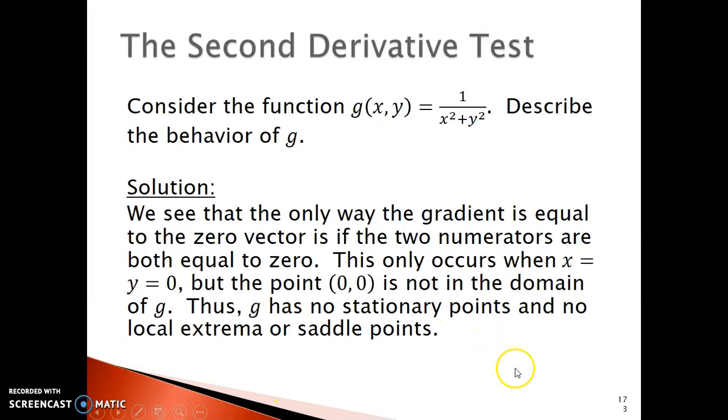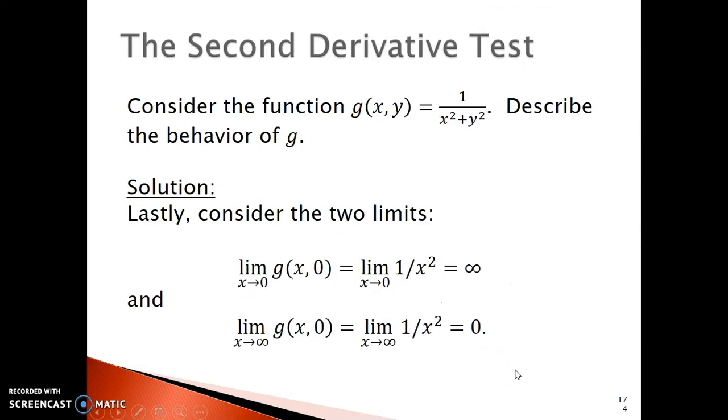And if we try to examine the end behavior again, we can look at a couple of different limits here. As the limit as x approaches 0 of g of x, 0. So I'm looking at the path y equals 0. If I go back to this expression and replace every instance of y with a 0, I'd get 1 over x squared. And if I look at the limit as x approaches 0 of 1 over x squared, we see that that goes to infinity. So there appears to be no global maximum.